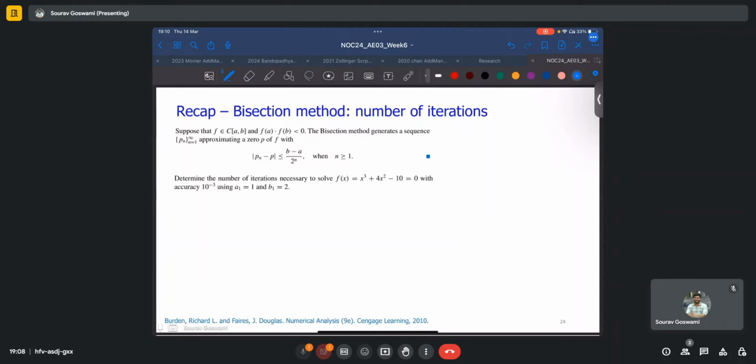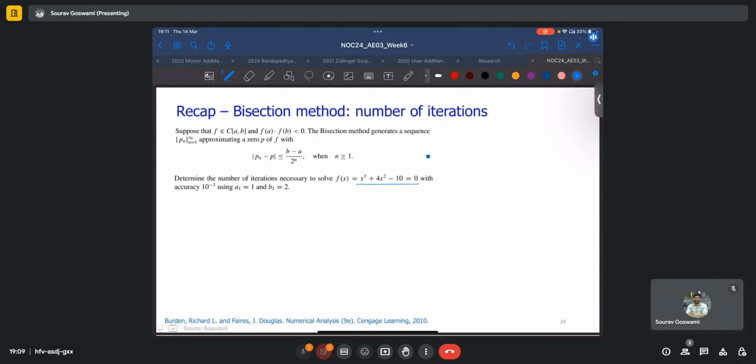There's also a way to gauge the number of iterations which the bisection method will take. The bisection method generates a sequence of p such that after n iterations, the absolute value of pn minus p will be less than or equal to (b minus a) by 2 power n, where n is greater than or equal to 1. And I also have an illustrative example here where we can guess the number of iterations necessary to solve f(x), the same polynomial we looked at before, with accuracy 10 power minus 3 using a1 equals 1 and b1 equals 2. So the same guesses.